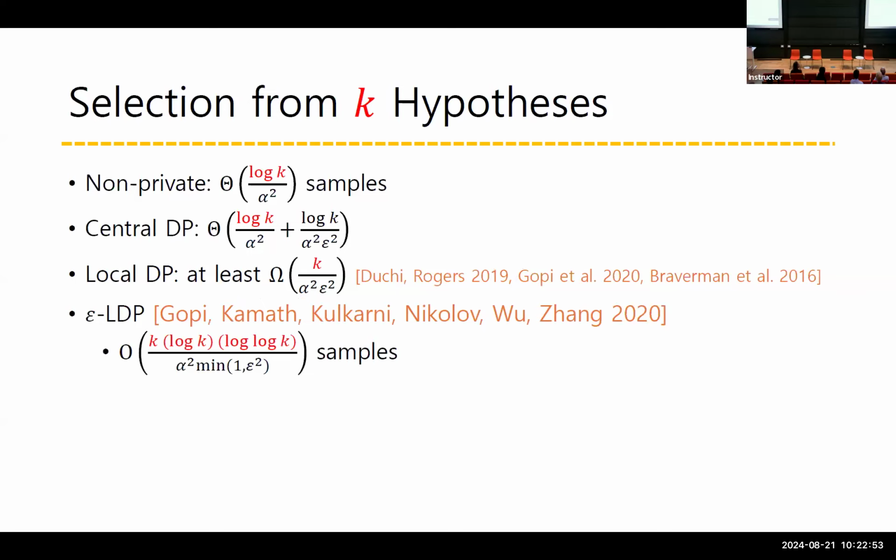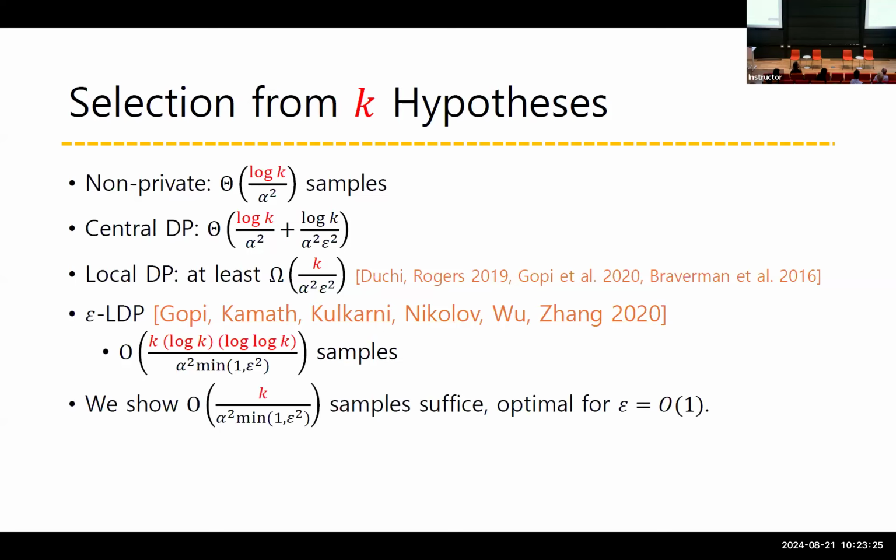So what do we know about good algorithms for LDP? The best known algorithm prior to our work was this work by Gopi, Kamath, Kulkarni, Nikolov, Wu, and Zhang, which was kind of the motivation of our work. It's almost optimal. The number of samples that this one uses is slightly higher than K; there are some log factors. So we asked whether we can improve this, and we showed an optimal answer of K, a linear dependence on K. And the overall sample complexity is optimal when your epsilon is not very large.